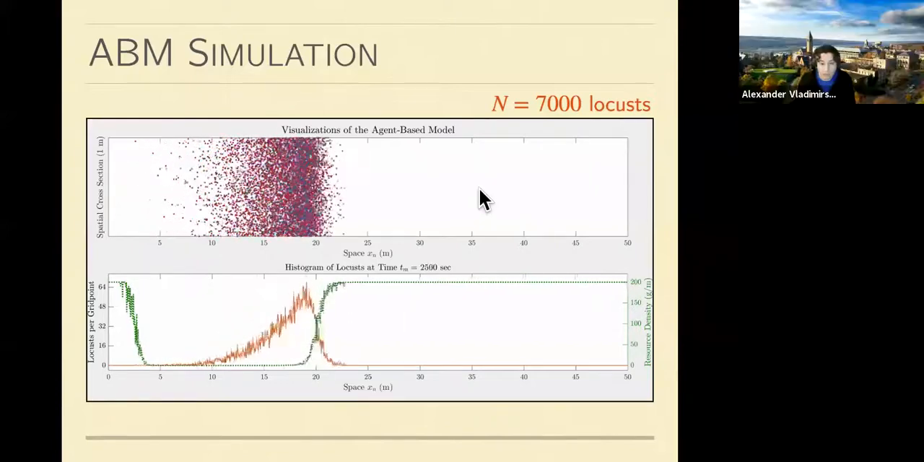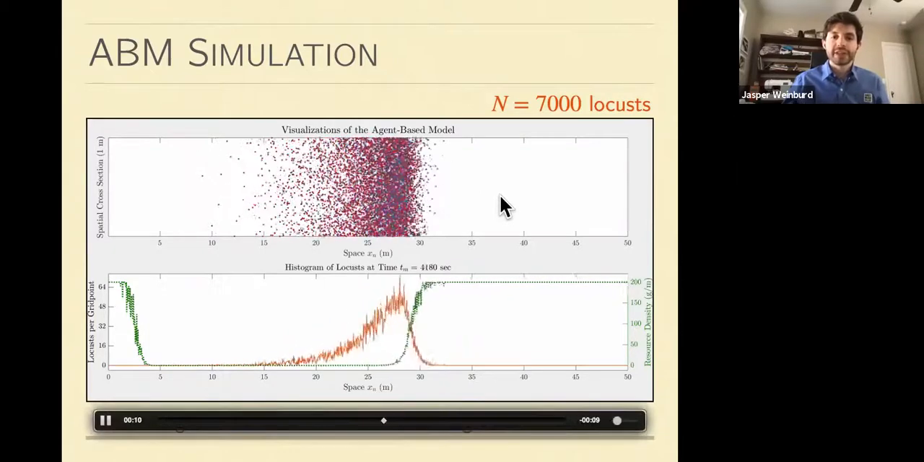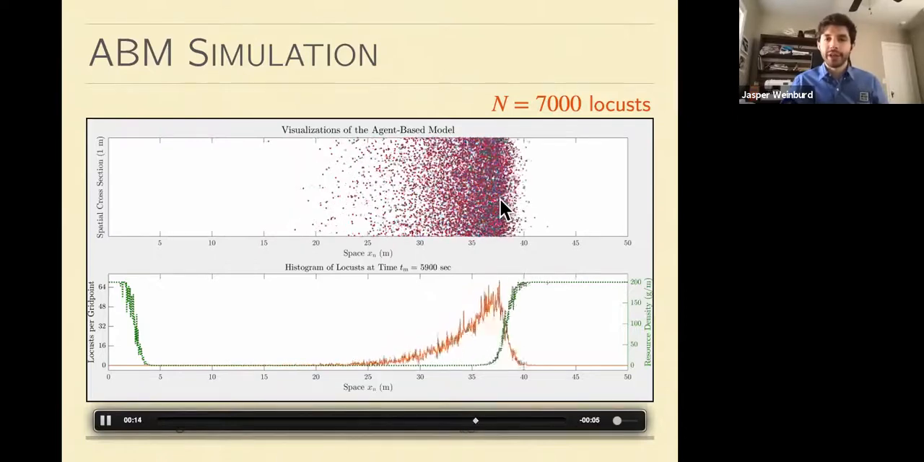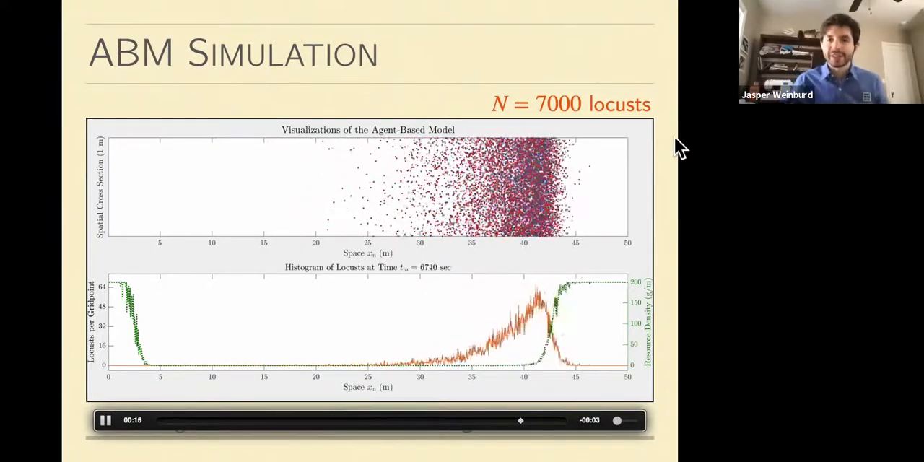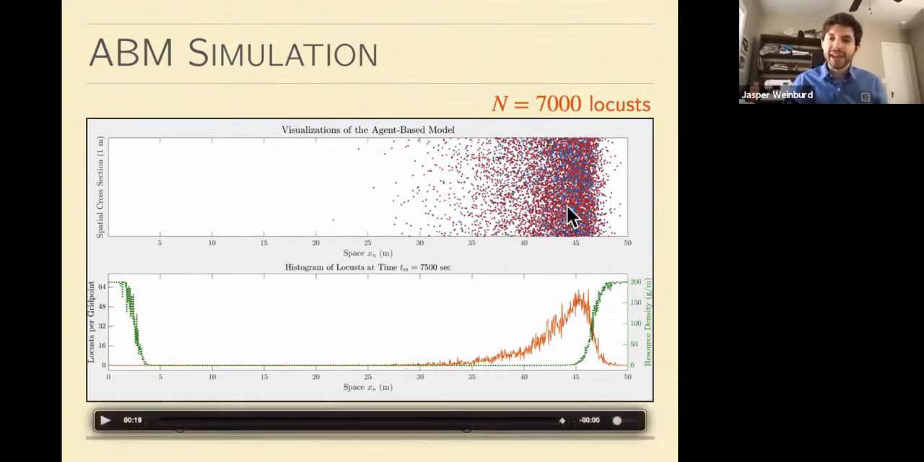Sorry, what's red, what's blue? Blue are moving locusts and red locusts are stationary. Depending how big your monitor is, it might be a little difficult to see that. But you can get a vague sense that, I think in this case, something like 10% of the locusts are moving at any given time.